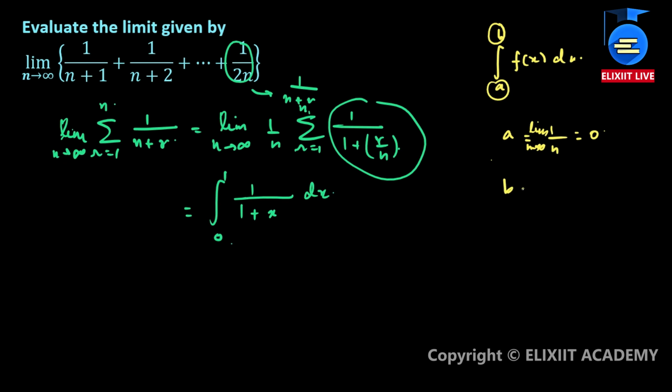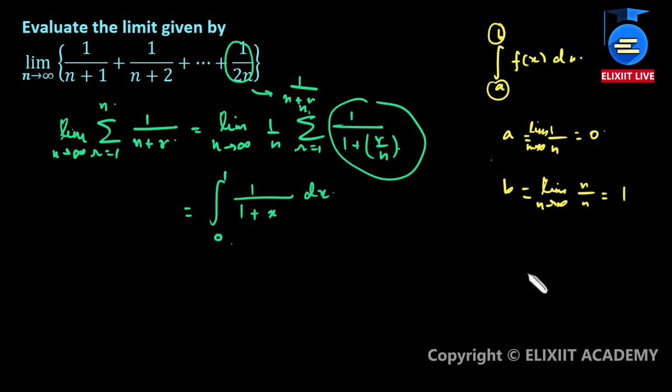And for the upper limit, what is the upper limit of sigma? The upper limit of sigma is n. So you do the same thing, divide by n and take the limit n tends to infinity. We have n by n, so how much is this? 1 only. So that's why we're having 0 to 1.